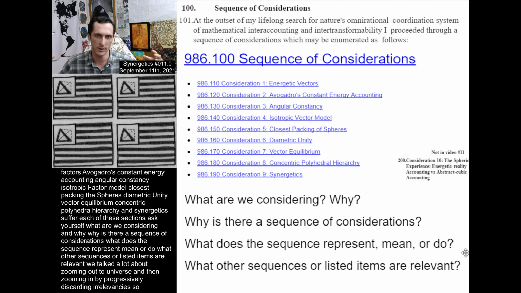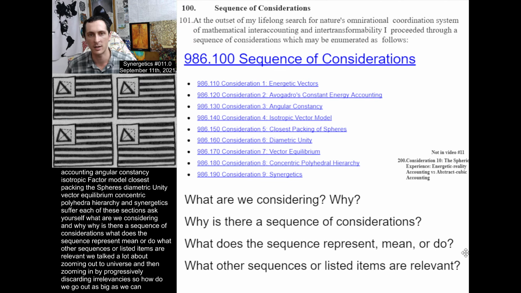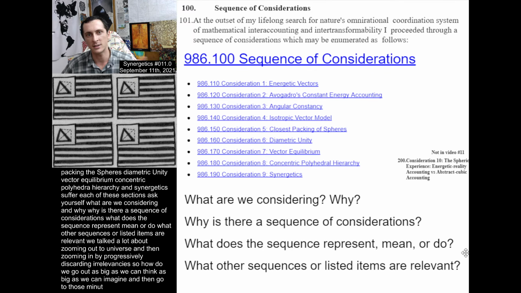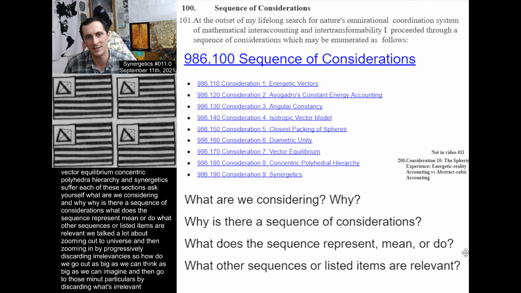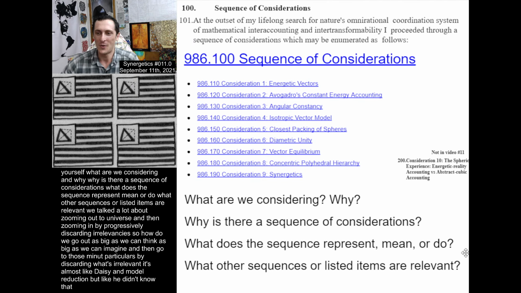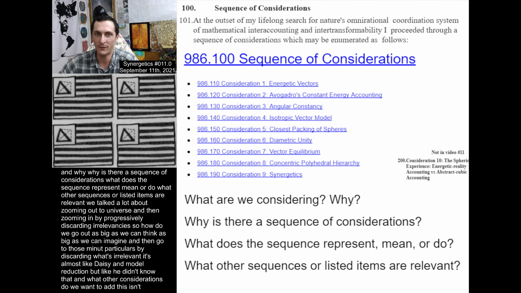So how do we go out as big as we can think, as big as we can imagine, and then go to those minute particulars by discarding what's irrelevant? It's almost like Bayesian model reduction, but Bucky didn't know that. And what other considerations do we want to add? This isn't a finished story.